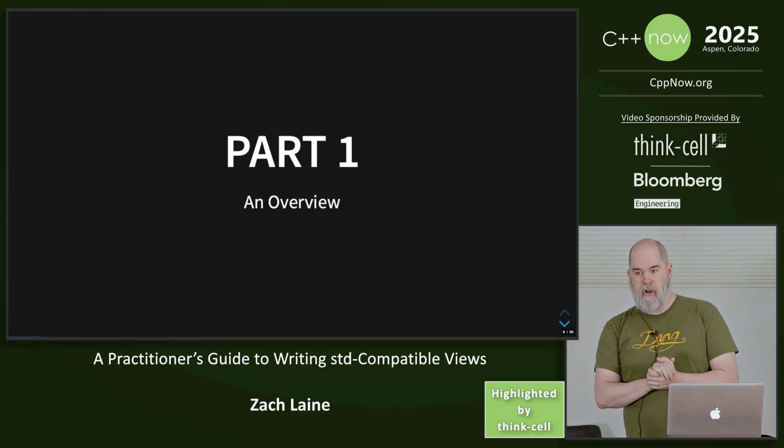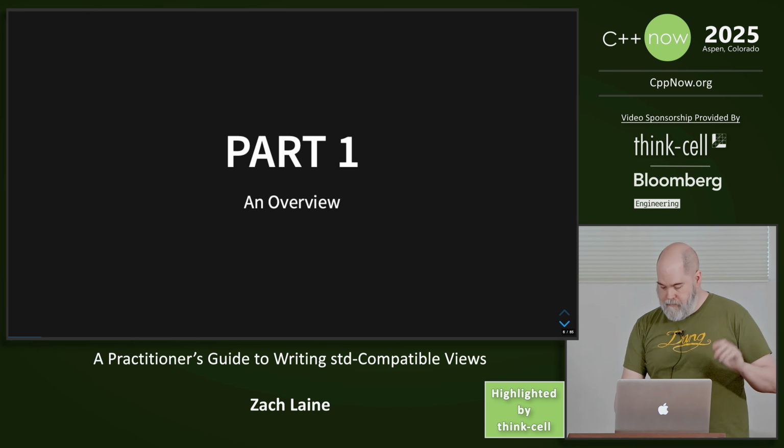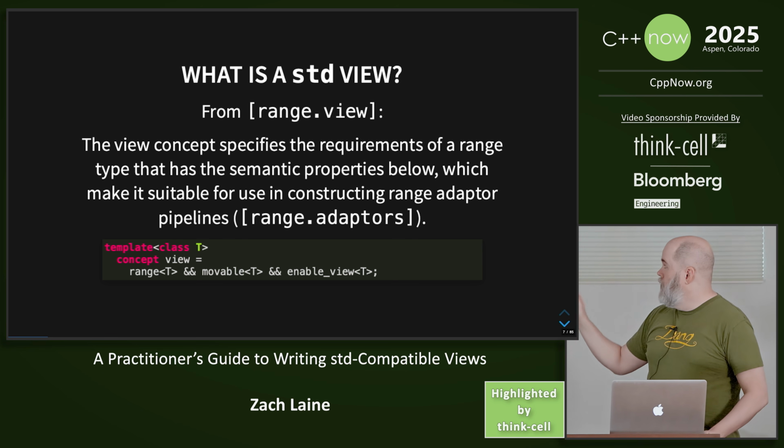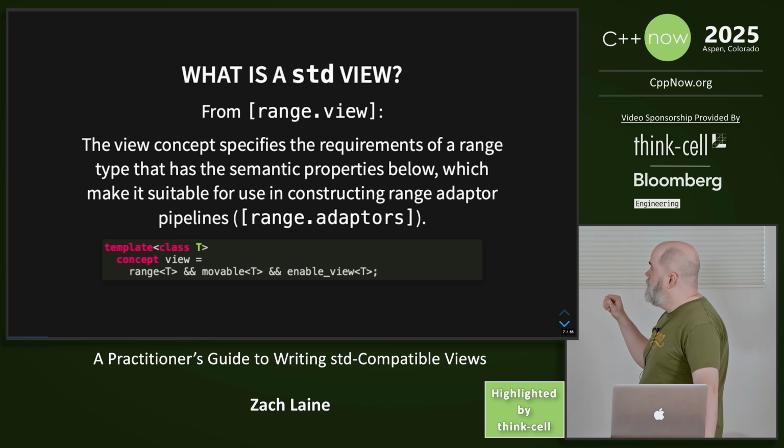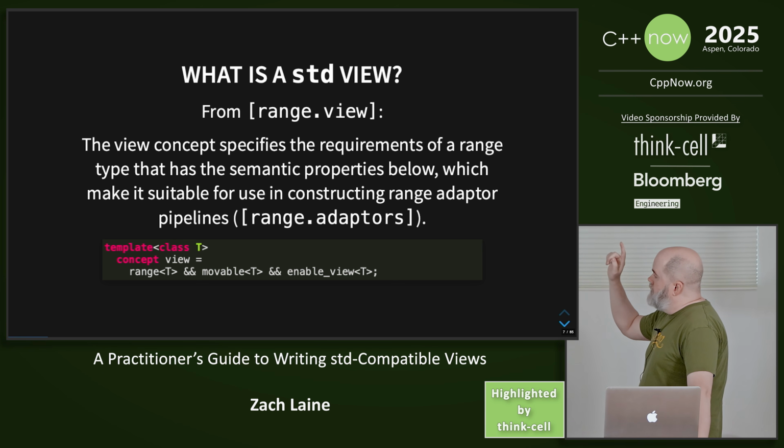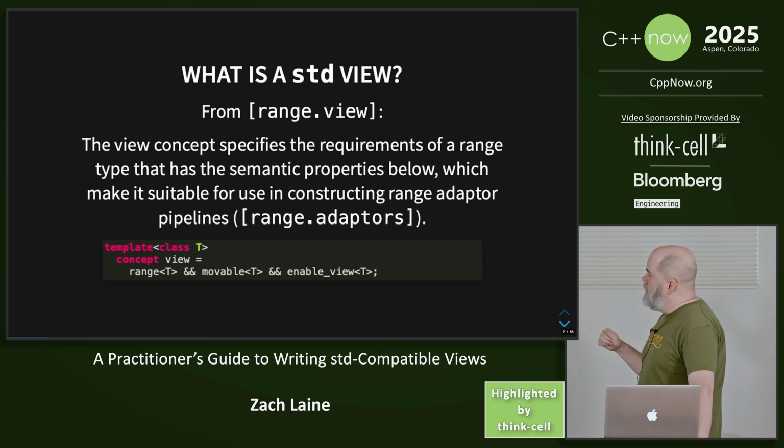All right, so let's start from first principles. What is a view? This is a quote from the standard, from range.view. It says, the view concept specifies the requirements of a range type that has the semantic properties below, which make it suitable for use in constructing range adapter pipelines. So again, front and center is that pipeability. That's the common syntax that people are expected to use when they're using ranges.